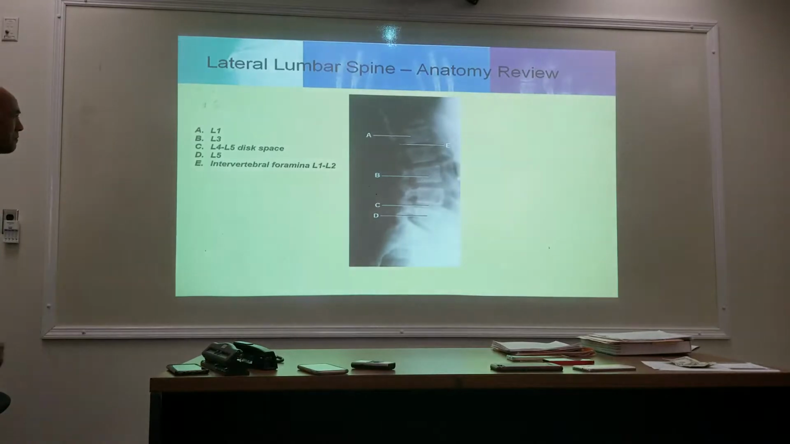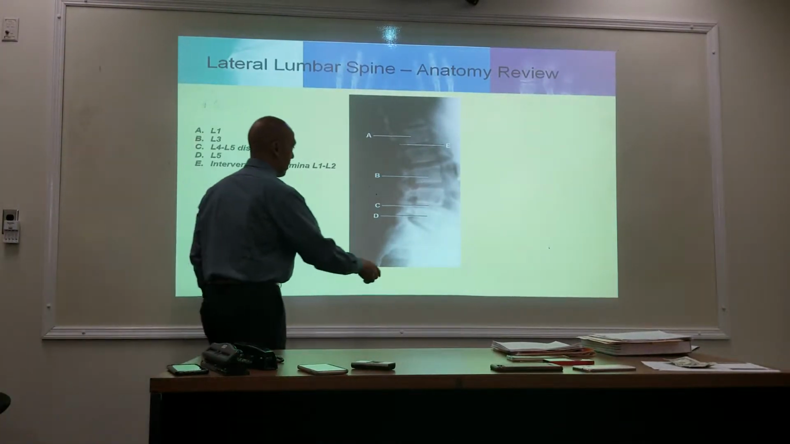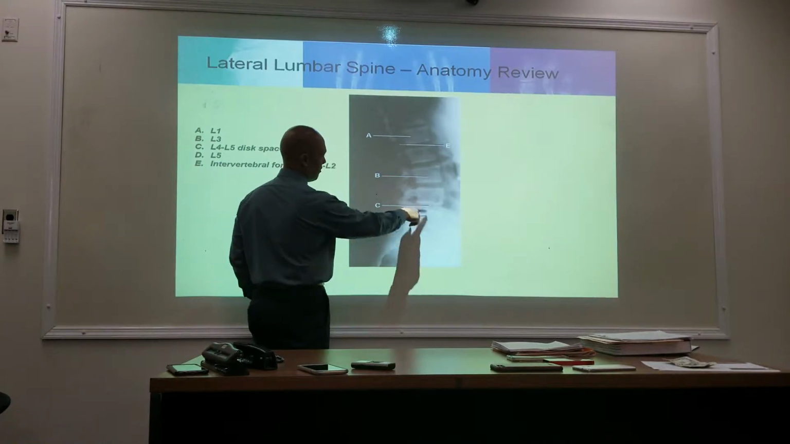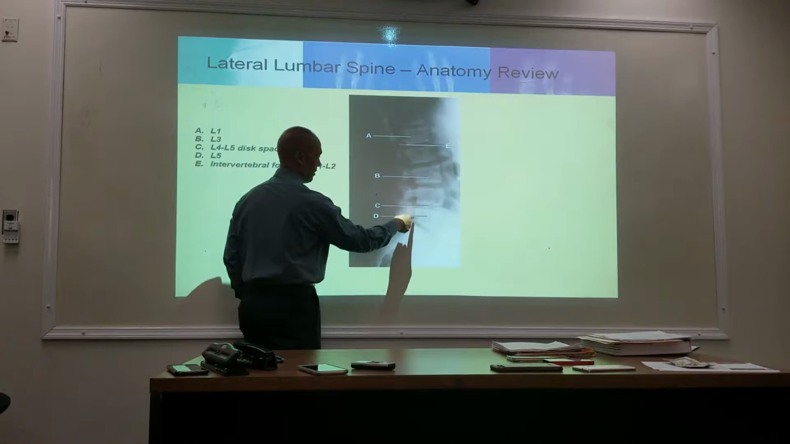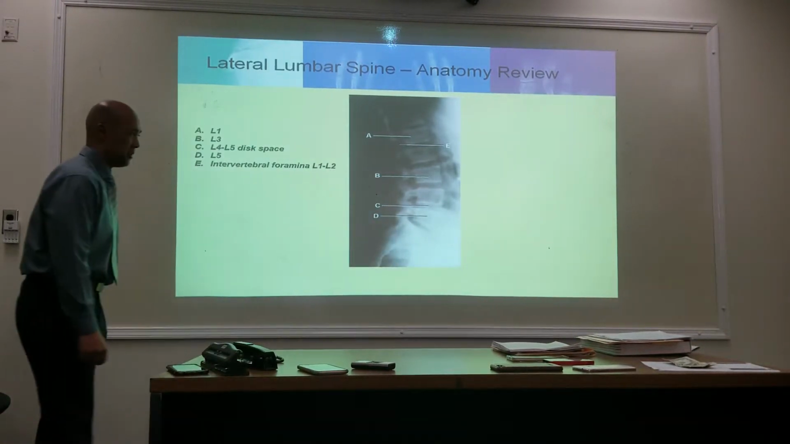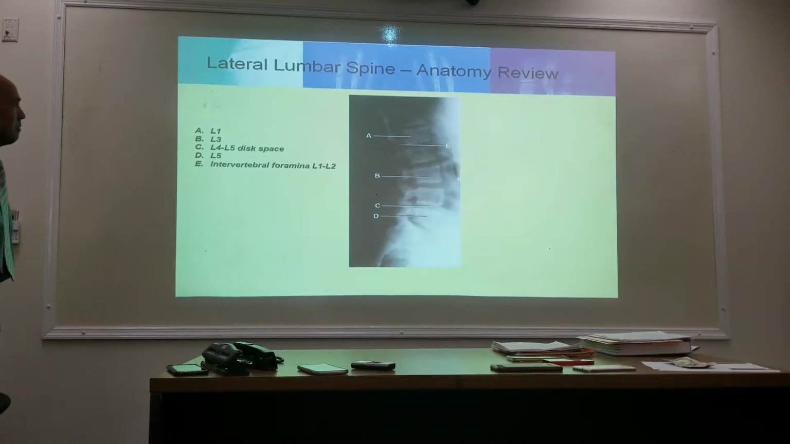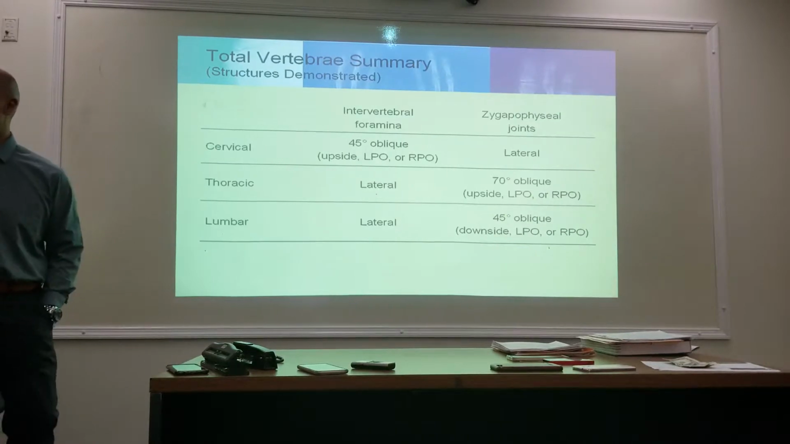Lateral lumbar best demonstrates the intervertebral spaces, but we're also looking at the, what are these? Intervertebral foramina. The intervertebral foramina. Again, we want to try to get T12 on there as well as the sacrum when we're doing the lateral.